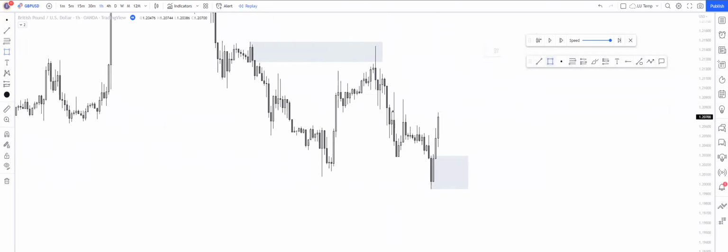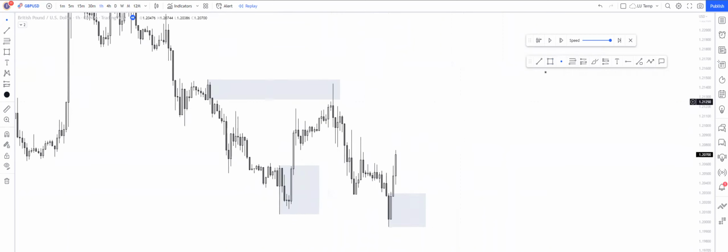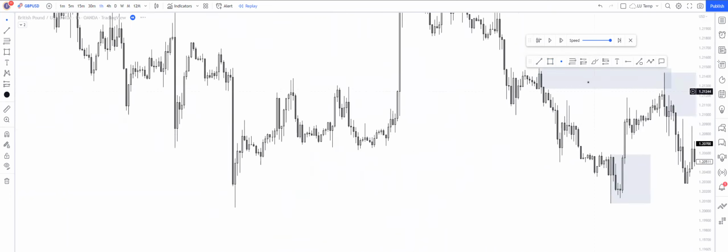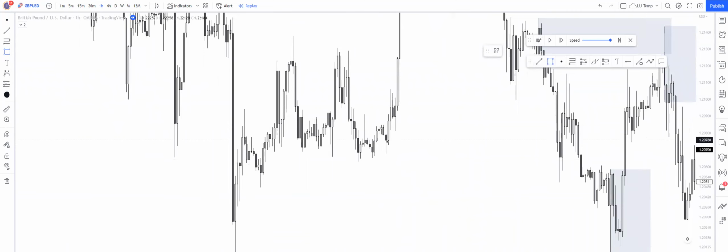This is a rejection block. Small body, long wick. That's a rejection block. This is a rejection block. Small body, long wicks. This is a rejection block. Okay, so y'all get the point.